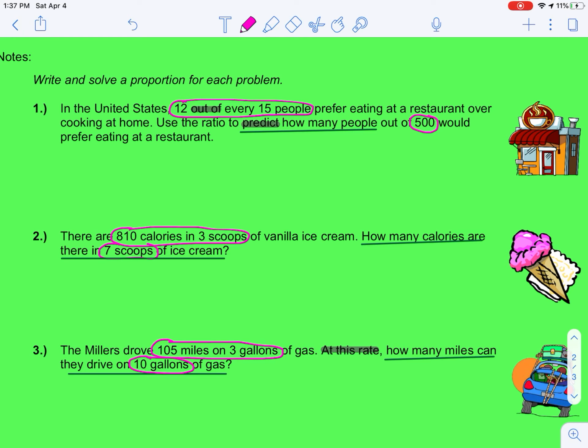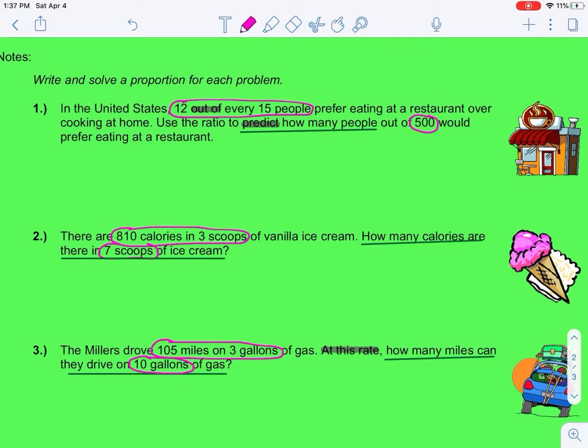And these examples are found on the bottom of the notes from yesterday. So I've got three problems here that we're going to solve. We're going to have to set them up, and then we're going to solve them. So let's take a look at number one. Number one, in the United States, 12 out of every 15 people prefer eating at a restaurant over cooking at home. Use the ratio to predict how many people out of 500 would prefer eating at a restaurant.